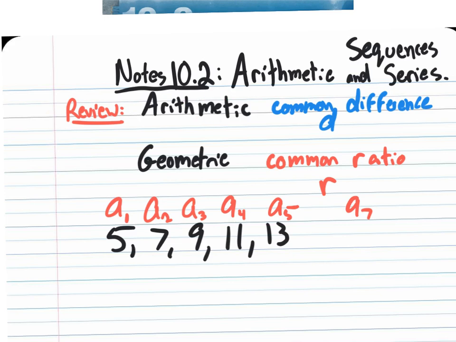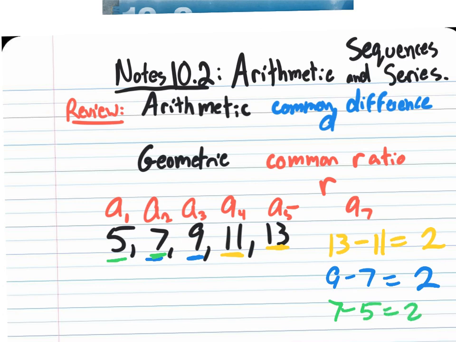And again, I don't want you to think, oh, 5 plus what will give me 7. The best way to figure out your common difference or your common ratio is to pick a number and then subtract the previous number from it. So if you did 13 take away 11, you'll get that common difference. Or if you picked 9 take away 7, you get that common difference too. Whichever numbers you pick, if you pick 7 take away 5, you're going to have that common difference too. So of course, on this arithmetic sequence, the common difference is 2.